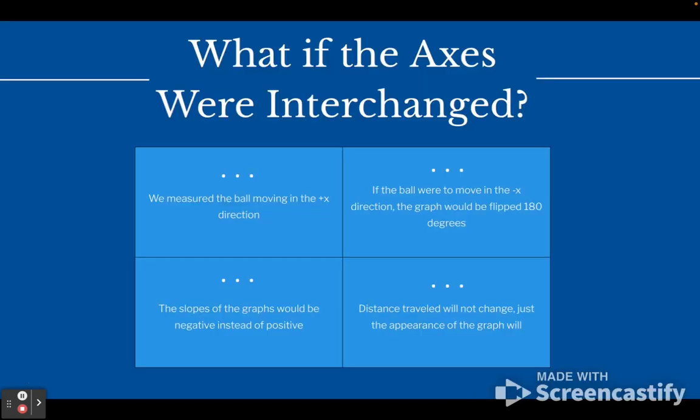So what if the axes were interchanged? We measured the ball moving in the positive x direction, which was to the right, but if the ball were to move in the negative x direction to the left, the graph would be flipped 180 degrees. The slopes of the graph were originally positive, but they would change to negative if we were to flip the direction. So as you could see in the graph earlier, the lines were going to the right and up, but if we were to change them, they'd be going to the right and down. The distance traveled will not change, but the appearance of the graph will.